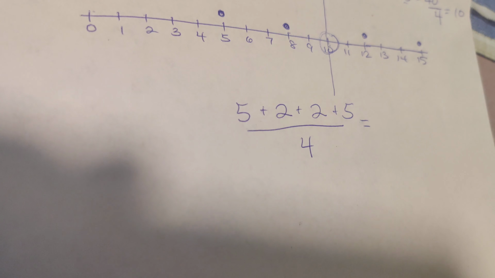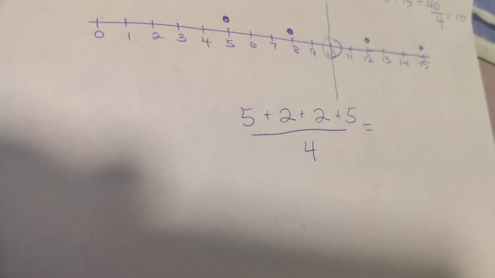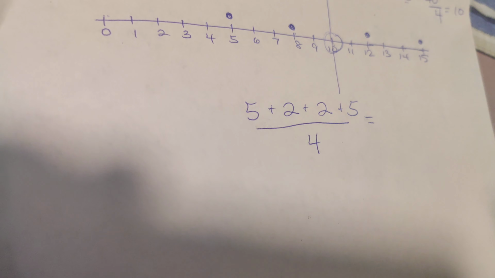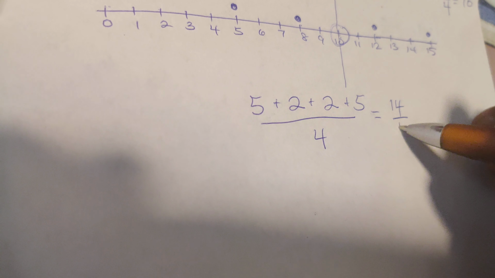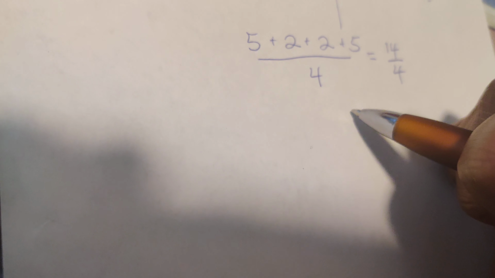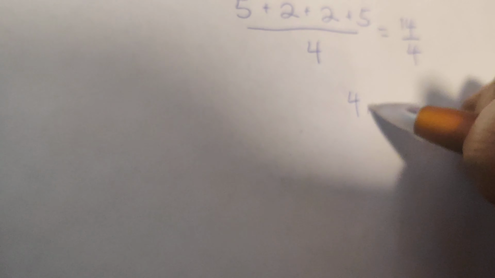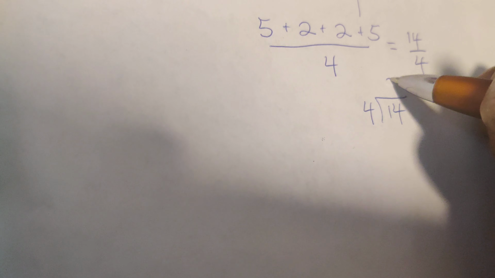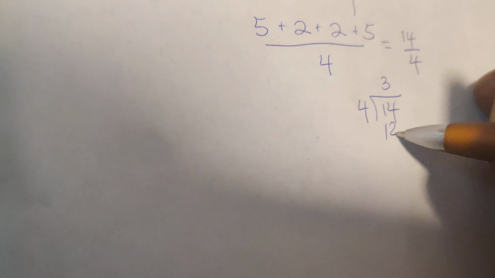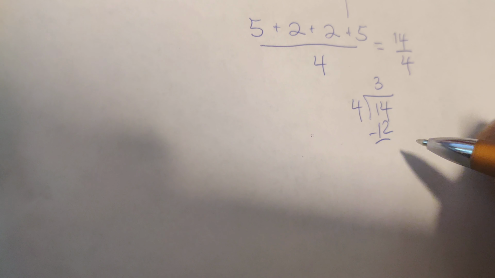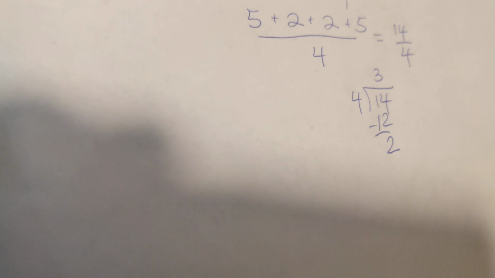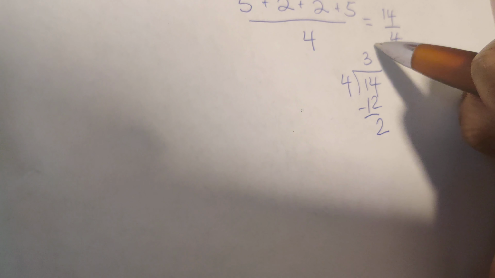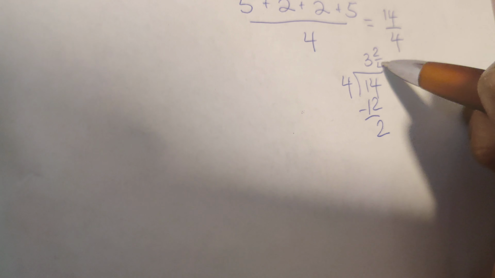So what we do next is add up those four numbers and divide by 4. So 5 plus 2 is 7. 7 plus 2 is 9. 9 plus 5 is 14. 14 divided by 4. We can just do some long division here. How many 4s make a 14? 3 4s. That gets us to 12. We've divided 12 out of the 14. That leaves a remainder of 2. And then our fraction is just made up by the 2 and our divisor of 4.